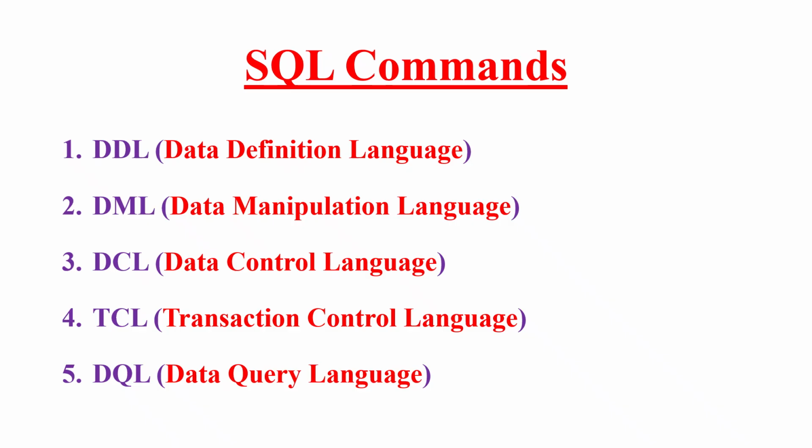We have 5 types of SQL commands: DDL commands, DML commands, DCL commands, TCL commands, DQL commands. DDL means data definition language, DML means data manipulation language, DCL means data control language, TCL means transaction control language, DQL means data query language. Now in this video we will focus only on DDL commands.